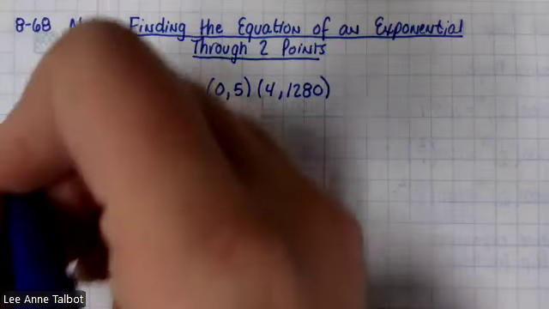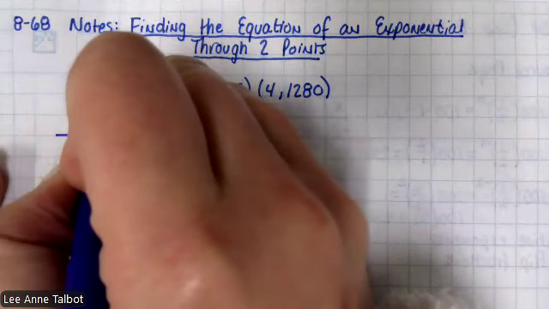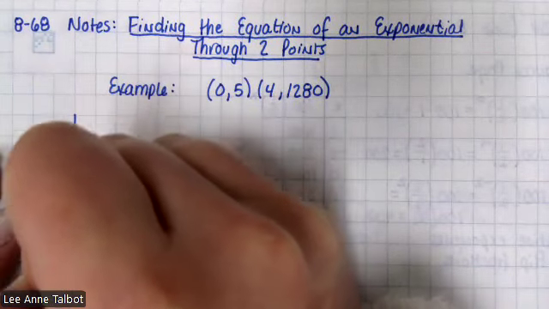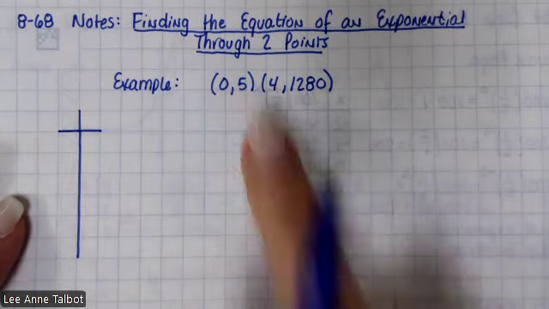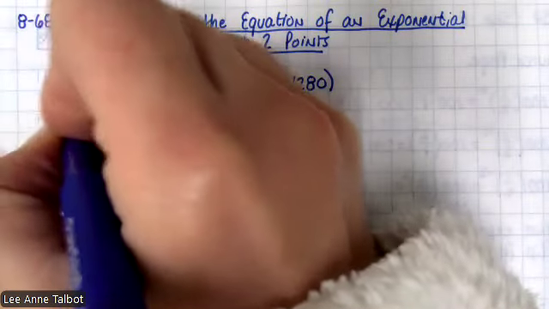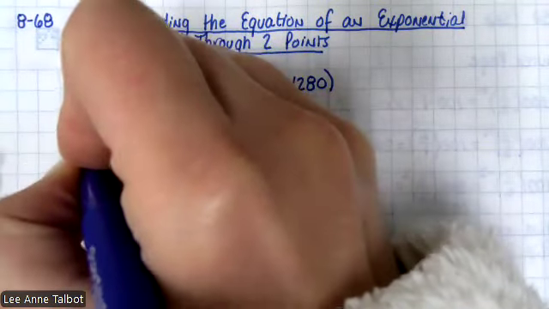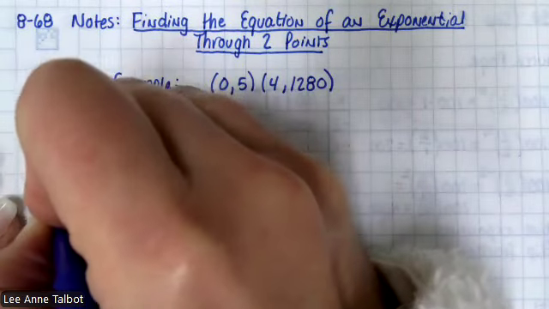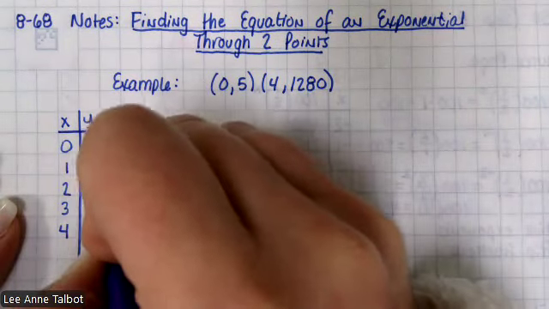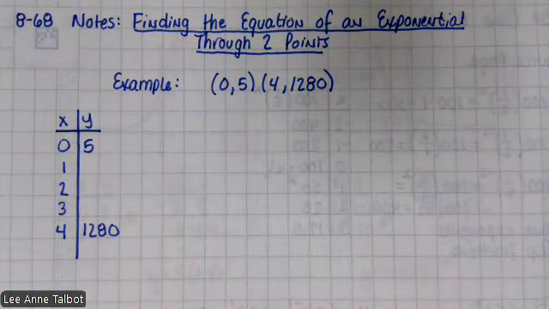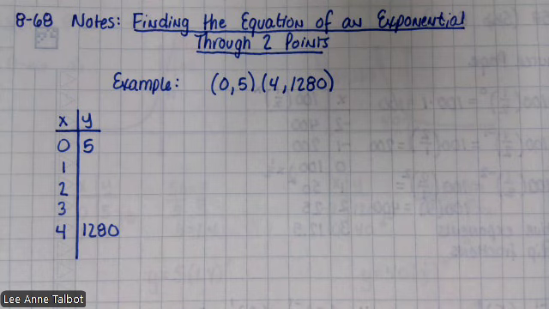Okay, here we go. Step 1, make a table. Your table always needs to have a spot for 0. This one already does. We're lucky, so we don't have to think about that. 0, 5, 1, 2, 3, 4, 1,280. Step 1, make a table. It always has a spot for 0.